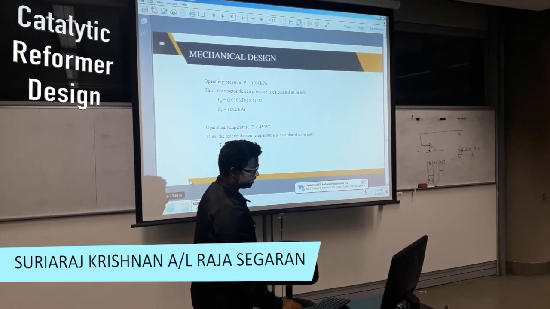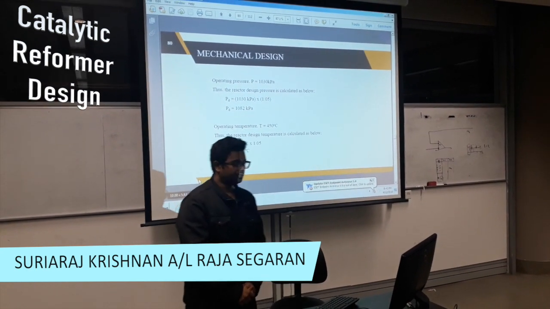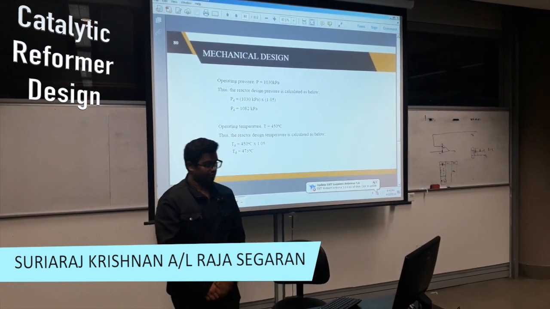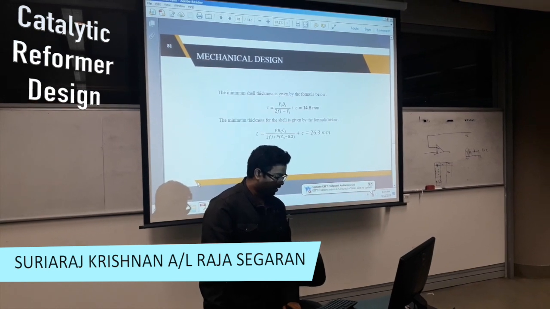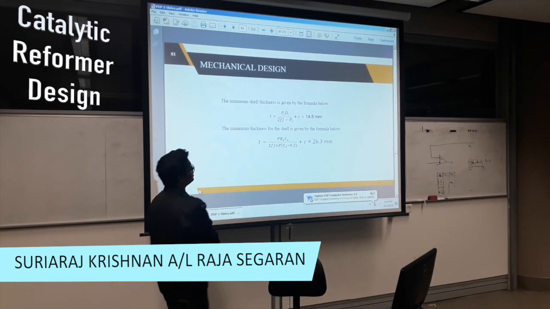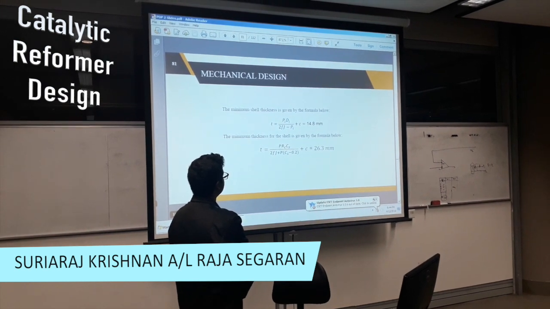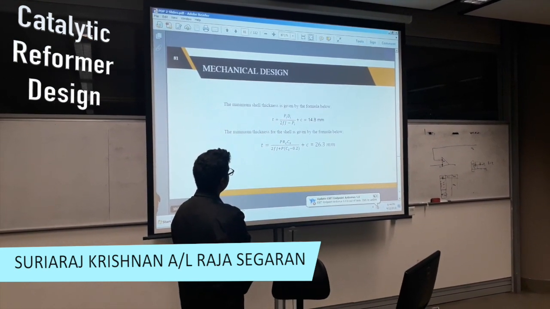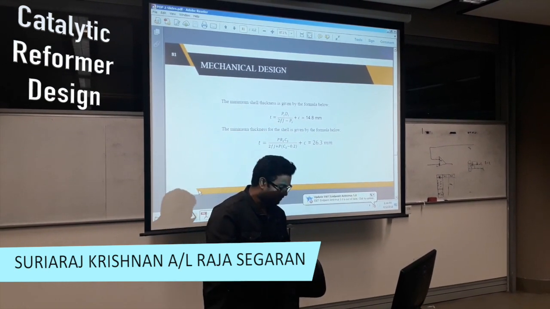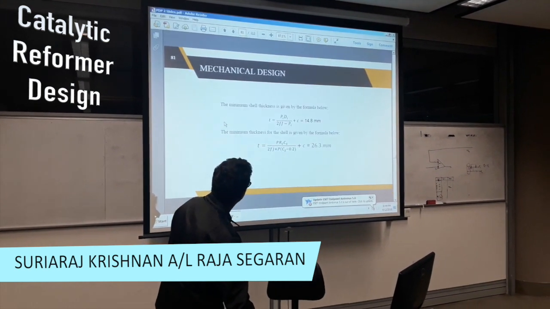Next, for mechanical design, the design temperature and pressure are allowed at 5% more than the operating temperature and pressure. These are the calculated values, and the shell thickness is calculated using this formula, and we got about 14 millimeter, and the minimum thickness is calculated as 26 millimeter. Next, this is the mechanical design.